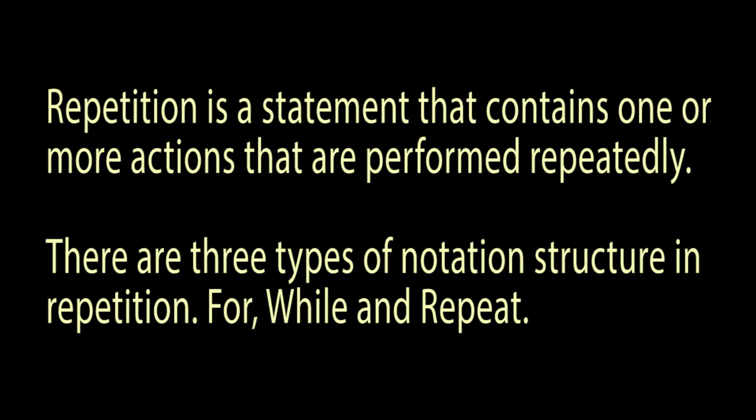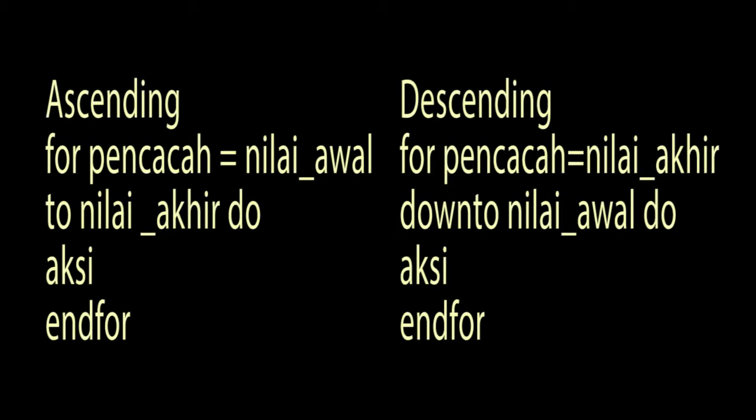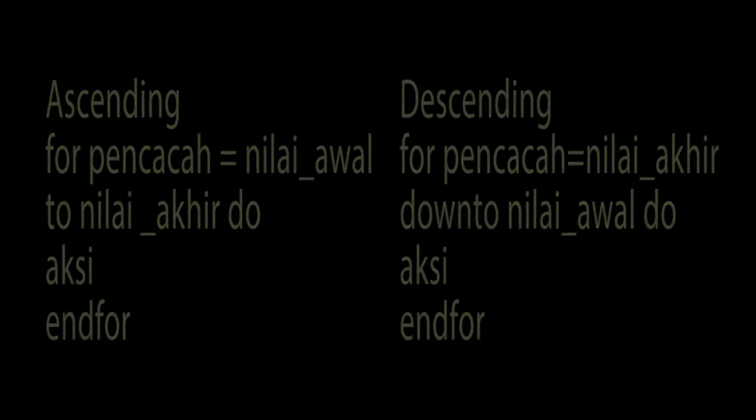Now we will discuss for. For is used to repeat a statement a preset number of times. Repetition is used if it is known in advance how many times a statement must be repeated. There are two structures of for, ascending and descending. Now we will explain a program that uses nested for, which is part of for.